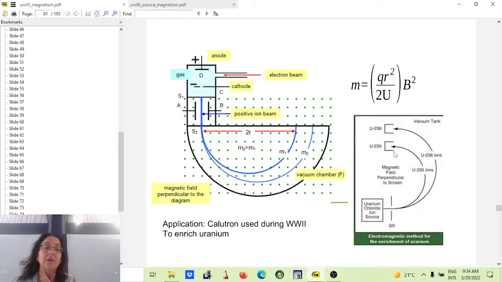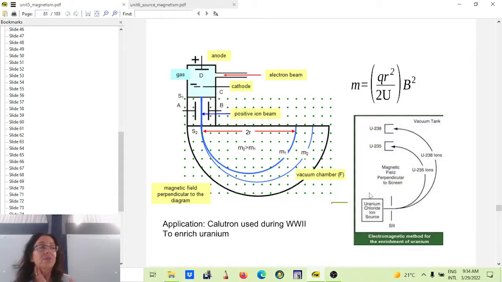I think I talked about that. I don't know if it was in the previous pop quiz or the future pop quiz, but I told you that during World War II, they were trying to enrich uranium to make the first bomb. And uranium-235 has less mass than uranium-238, so the turn here is going to be sharper. So you can collect uranium-235 and start all over again.